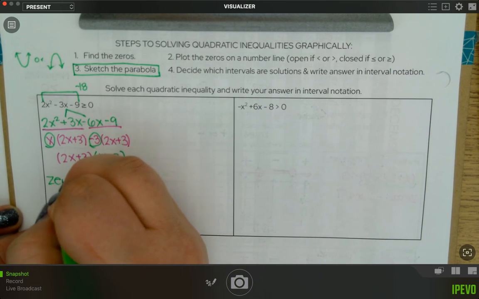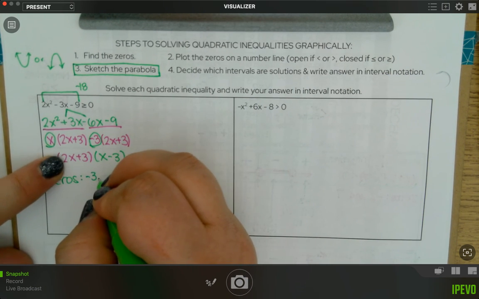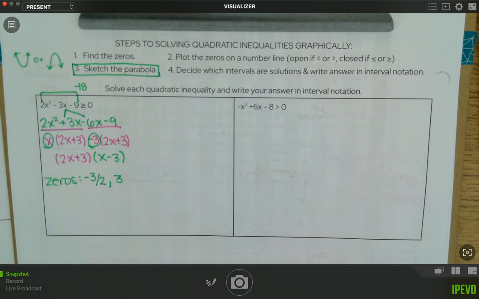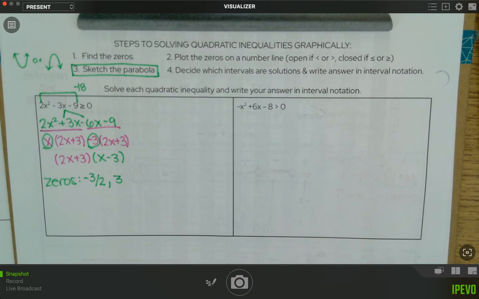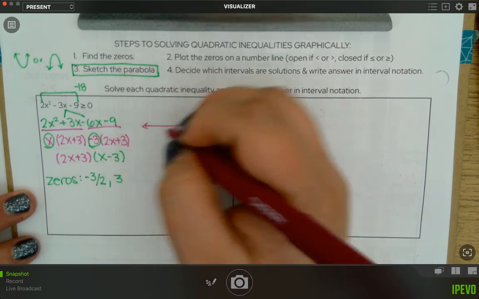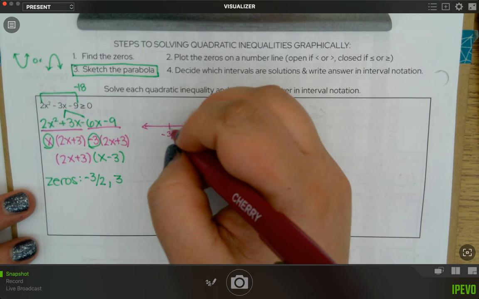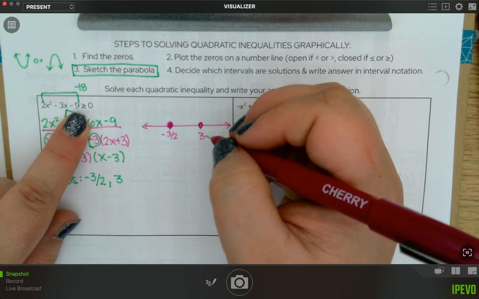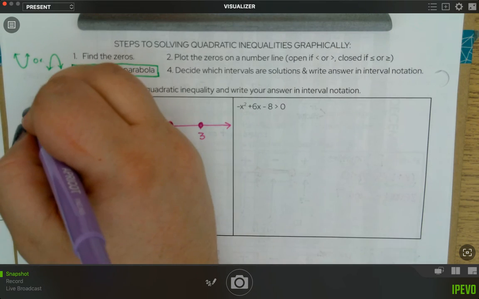leaving me with zeros of -3 divided by 2 and +3. So you always do the opposite, and then if it has a number in front of x in the factor, you divide it like that. So what I'm going to do now is come over here to my number line, -3/2 and 3. And I'm going to go ahead and put these as closed circles because there's an or equals to. And then you have to look at this number right here.